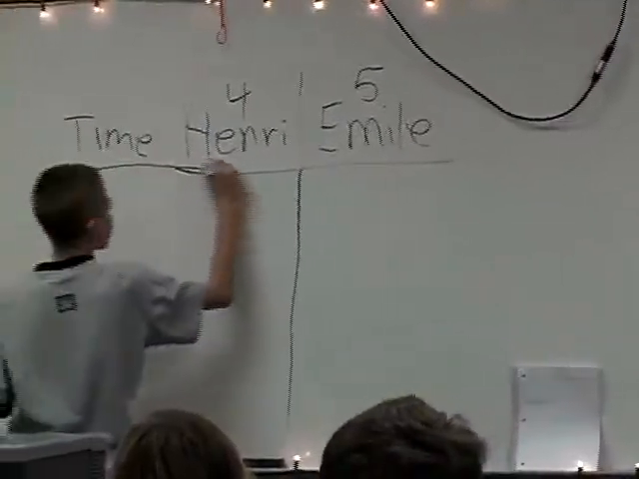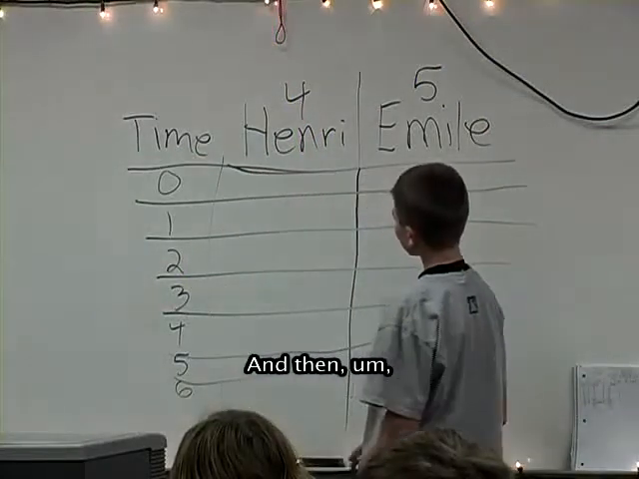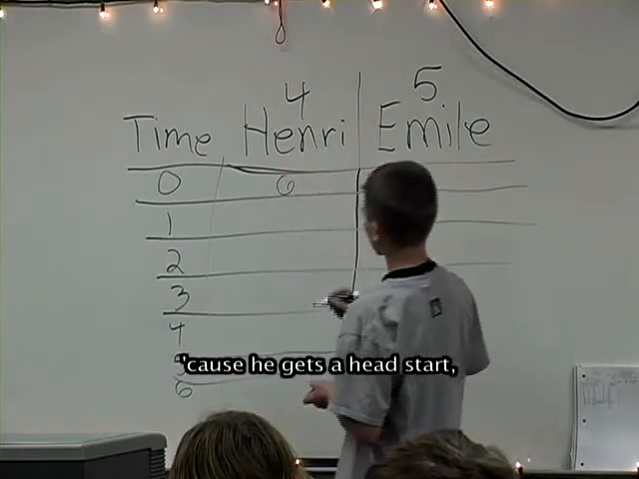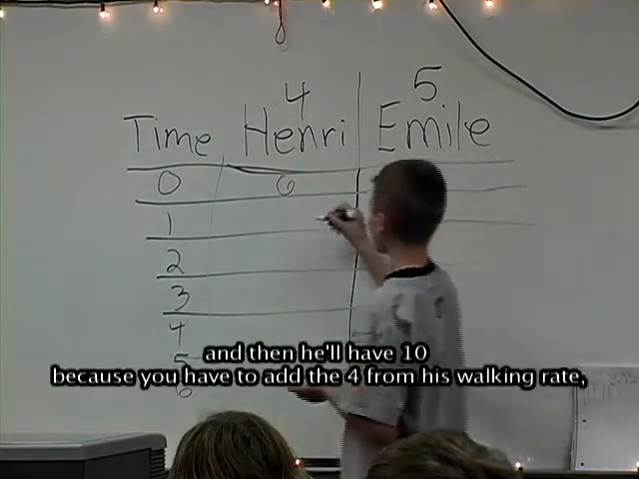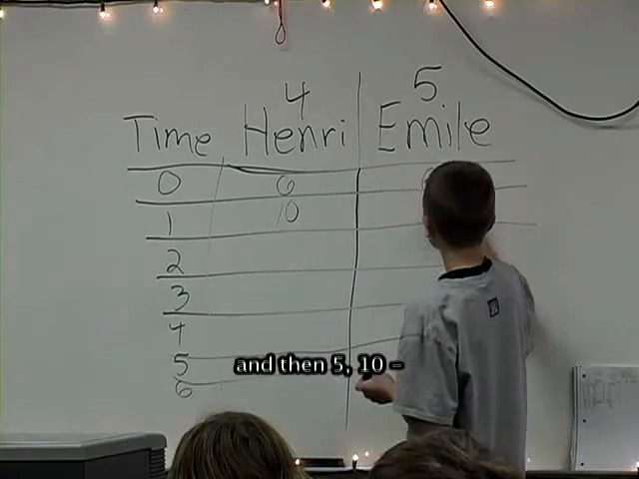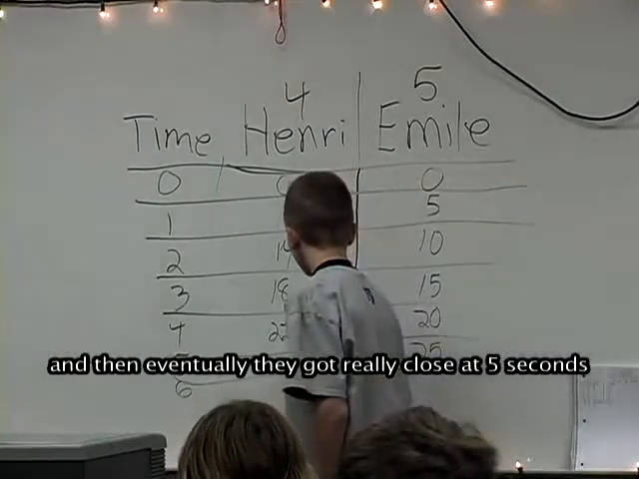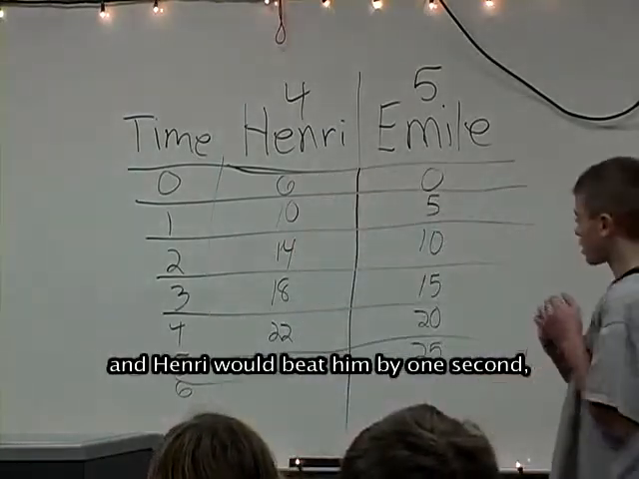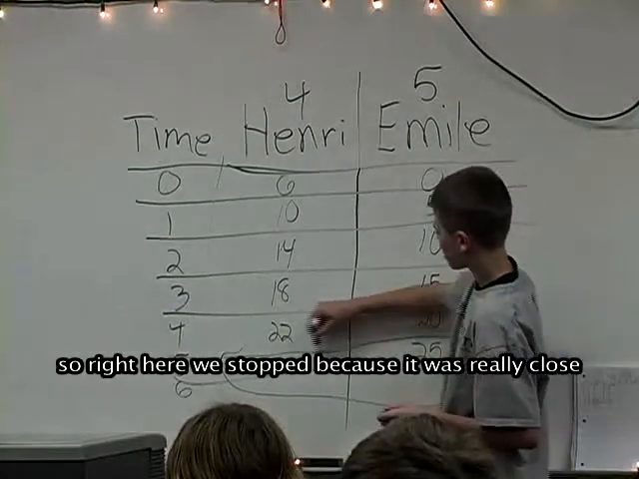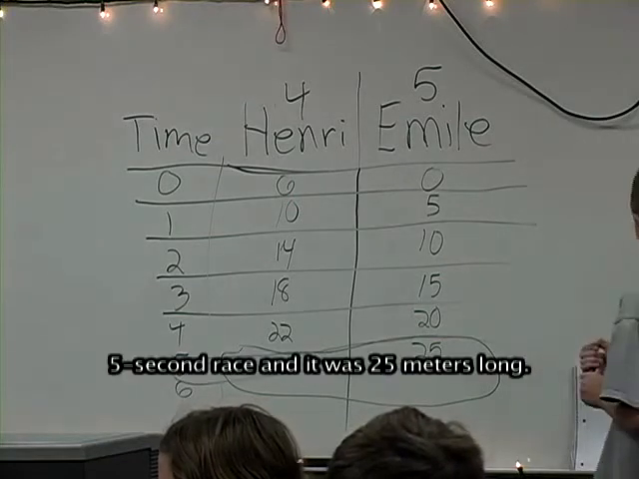Then for 0 seconds, Andre would already be at 6 because he gets a head start, and then you add the 4 from his walking rate to get 10, and so on. Eventually they got really close at 5 seconds, and Henry would beat him by 1 second, so right here we stopped because it was really close. Henry won by 1 second, and it was a 5-second race, and it was 25 meters long.